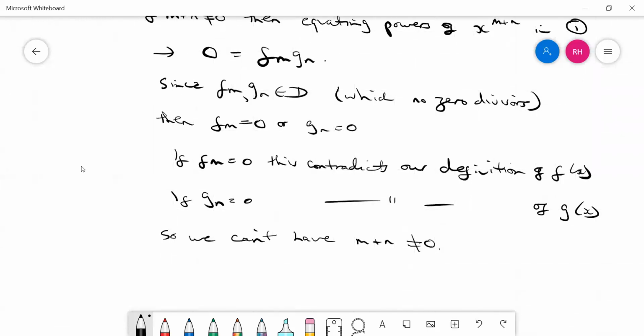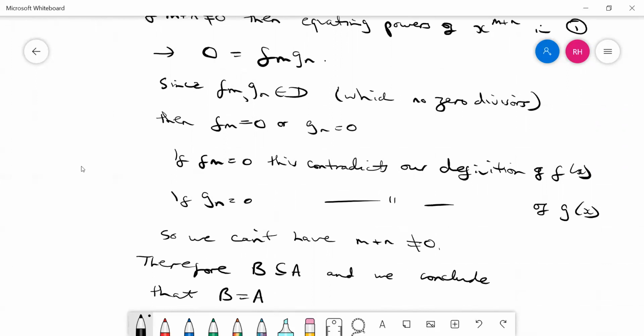Therefore, we've shown that B is a subset of A, and we can conclude that B is equal to A. We've shown that A is a subset of B and B is a subset of A, and so B equals A, which concludes the proof. We said that it would suffice to show that B equals A. We've shown B equals A, so this concludes the proof.